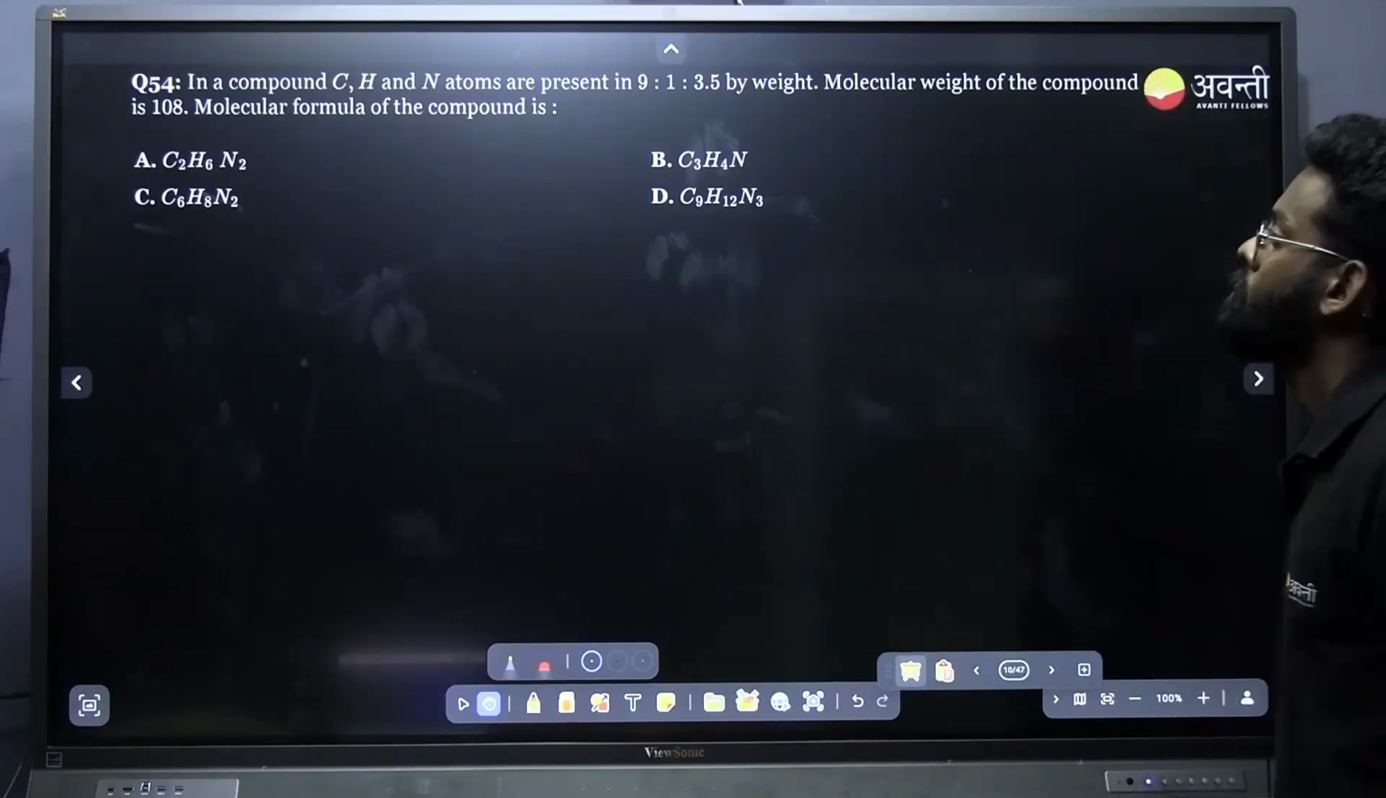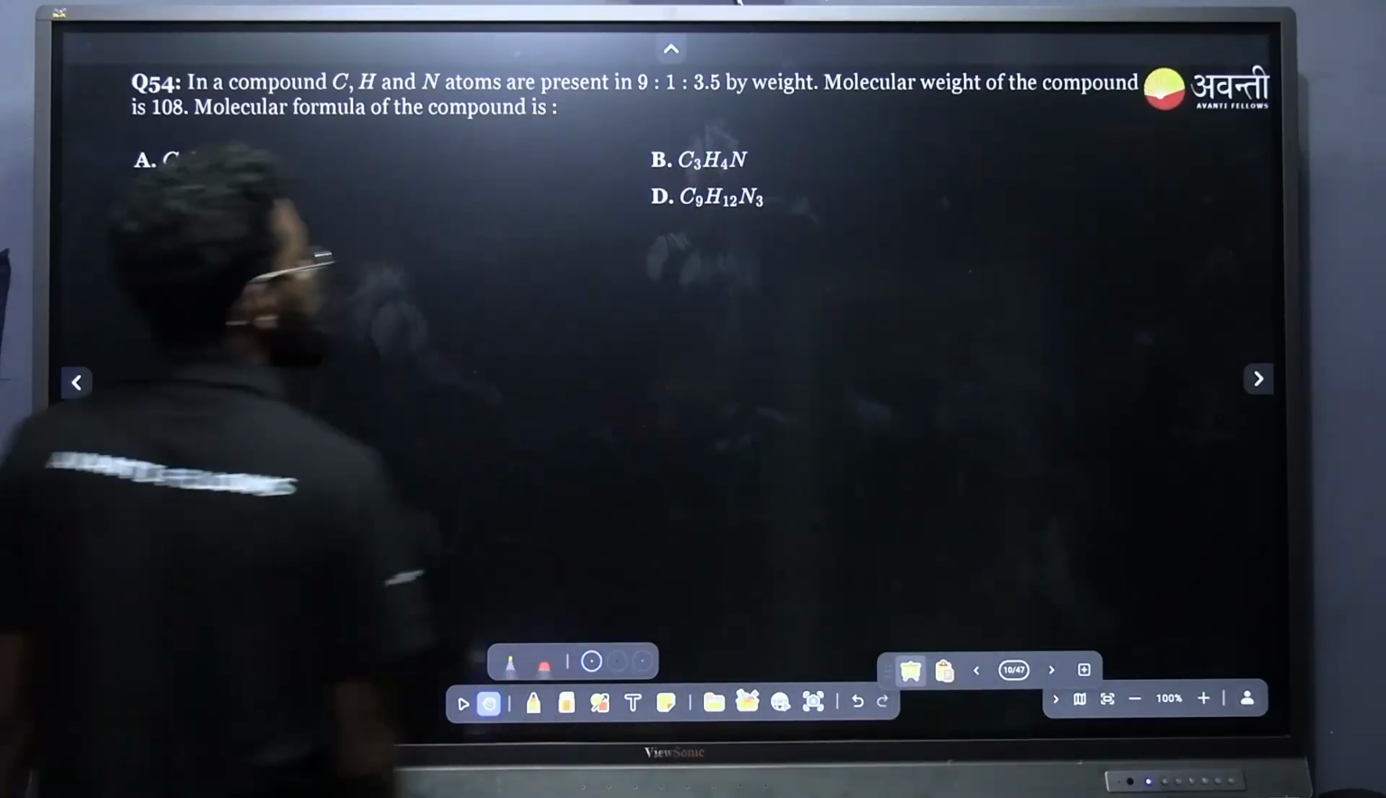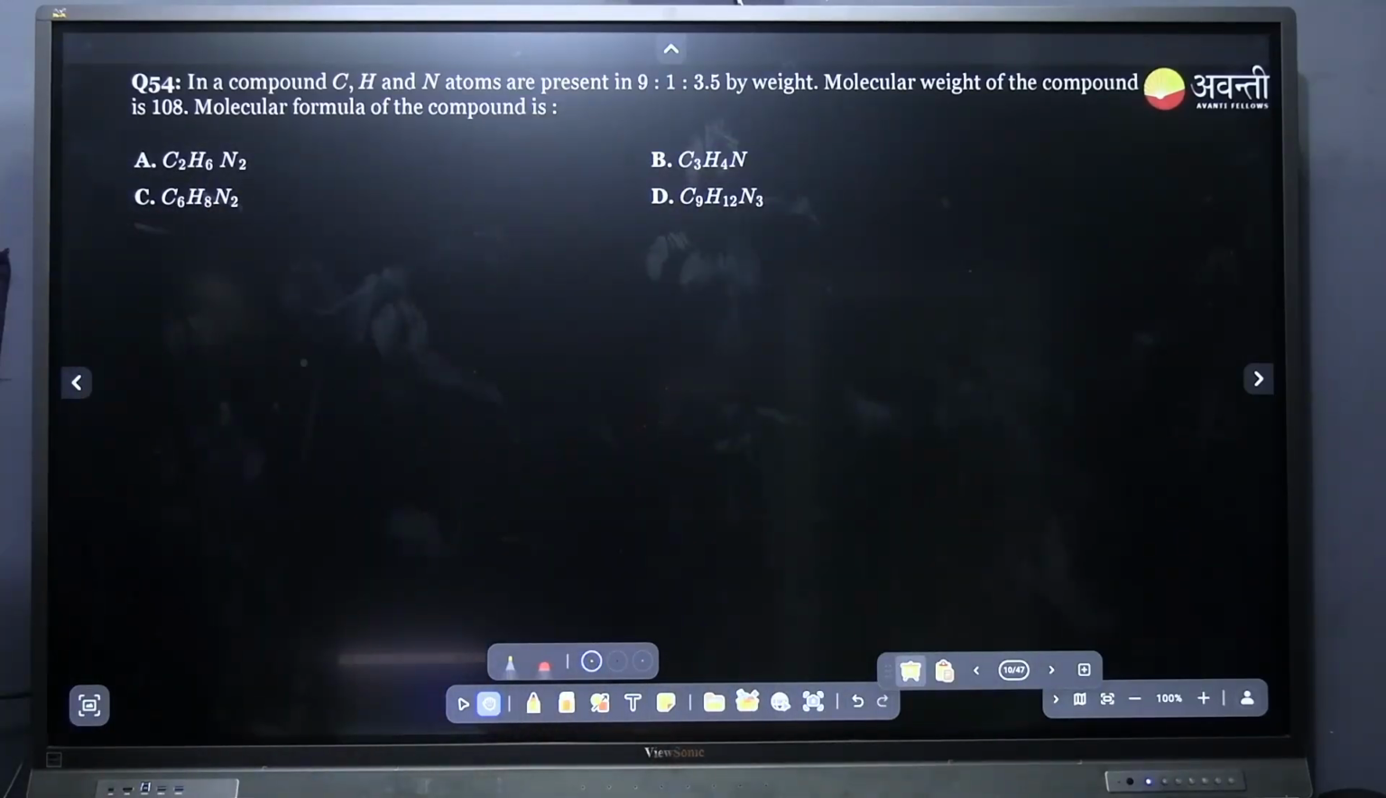What about this question? In a compound, carbon, hydrogen and nitrogen are present in the ratio 9:3:3.5 by weight. The molecular weight of the compound is 108. What is the molecular formula of the compound? We have discussed this in the mole concept chapter.